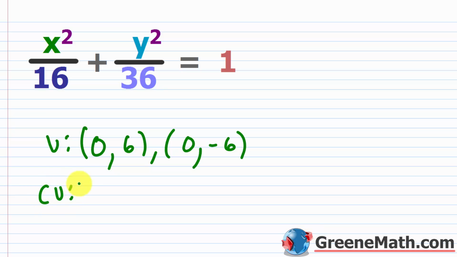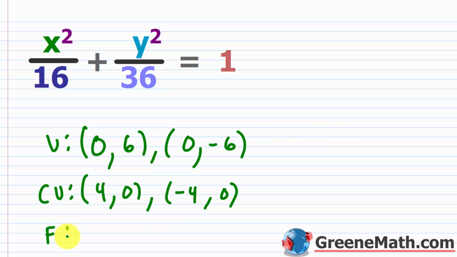Then the covertices, again, now that's going to be on the x-axis, okay? So I'm going to have square root of this guy is 4, comma 0, and then the negative square root of that is negative 4, comma 0. Okay, so again, start at the origin, and you go 4 units to the right. Start at the origin, you go 4 units to the left.